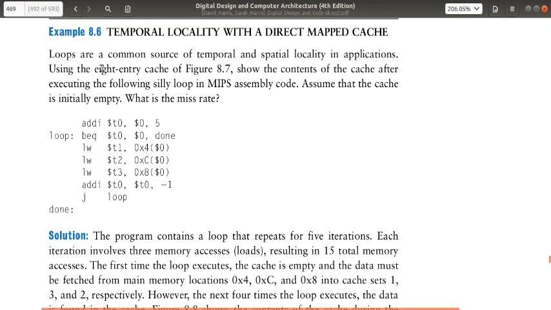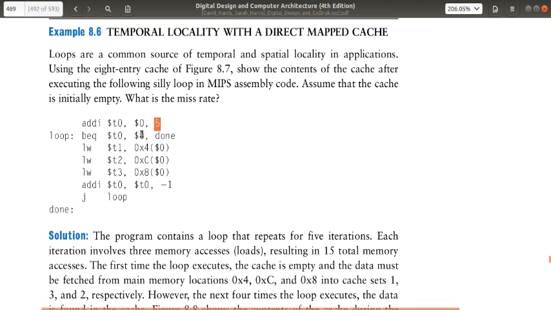Using the 8 entry cache of figure 8.7, that is the one we saw earlier, show the contents of the cache after executing the following loop code. Assume that the cache is initially empty. What is the miss rate? So this loop will go on for how many times? It will go on for 5 loops, right? Because we are initially loading the T0 register with 5. Then we are using a branch equal to 0.